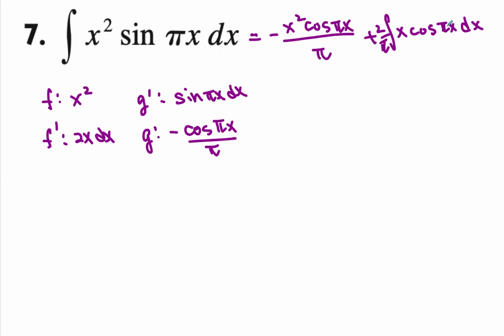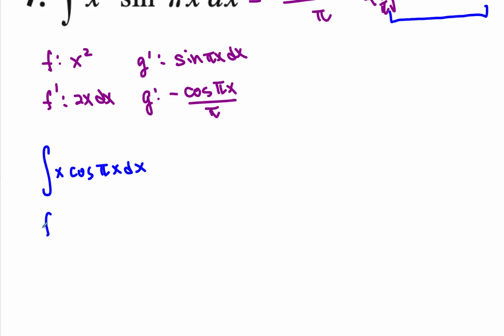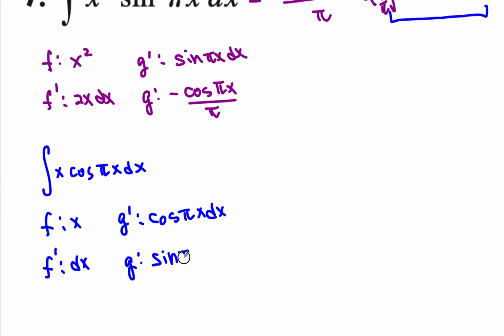And this is similar to one of the questions that we have done earlier. So right now, why don't I just focus on this one a little bit. That expression, if I just focus on that portion alone, x cosine of pi x dx. Similarly, f has to be equal to x, and g prime will be equal to cosine of pi x dx. And what is f prime? That's dx. What is g? That's right, there will be sine of pi x over pi.